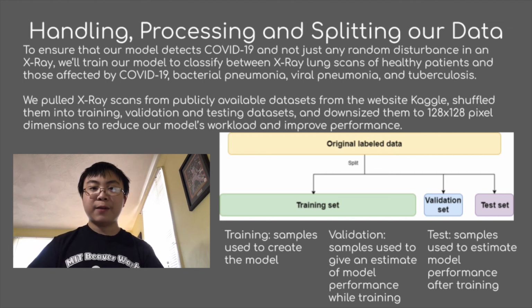We pulled X-ray images from publicly available datasets on the website Kaggle, shuffled them into training, validation, and test sets, and downsized every image to 128 by 128 pixel dimensions to reduce the amount of workload on our model. A training set is used to create the model. A validation set is used to provide checkpoints that gauge the accuracy of a model while training, and a test set is used after training to determine the final accuracy of a model.